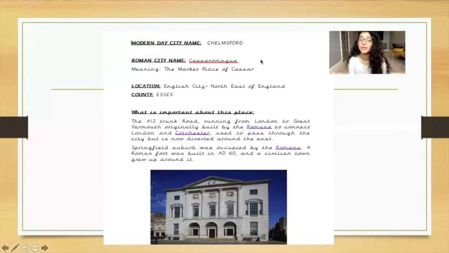Here is an example. If I was to look at the modern city that we call Chelmsford today, in the Roman times the city name of it was, let me try my best here, Caesar Ramagus. This means the marketplace of Caesar, Augustus Caesar. The location of it is in the English city. It is located in the northeast of England.